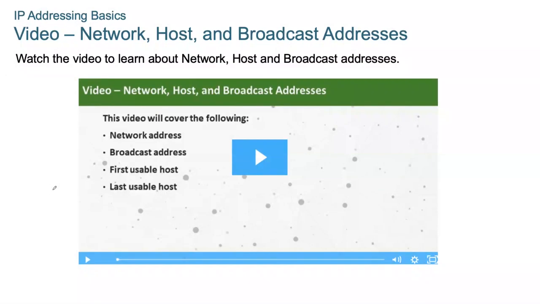So if you recall this, you can find the network address. The first usable host is always a router. The last usable host is always an end device in that network, and you will have the broadcast address to communicate, to send a message to every device in the network.